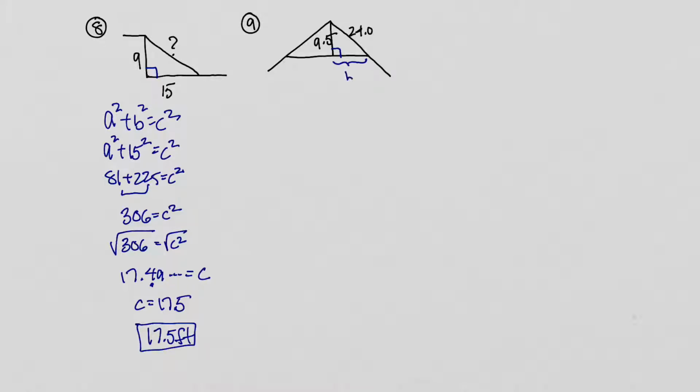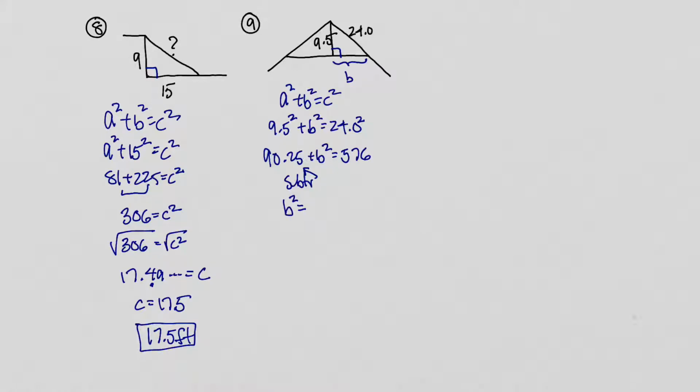So if we say this is b, we're going to have a squared plus b squared equals c squared. So 9.5 squared plus b squared equals 24.0 squared. This will give us 90.25 plus b squared is equal to, now this is 576. Let's subtract that 90.25 from both sides. Doing so gives us b squared equals, now 576 minus 90.25, I'm getting as 487.